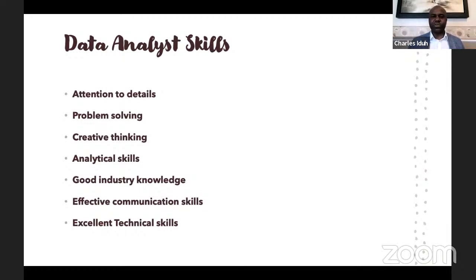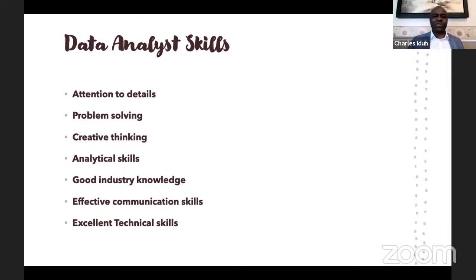Okay. Also problem solving. We're going to do an exercise to check your problem solving skills, your critical thinking skills, and also your analytical skills. Remember, you are a data analyst. You are not an English teacher. This is not economics. It is not biology. It is data. So in other words, when you're solving problems, there must be data, an estimate. Creative thinking, analytical skills, also good industry knowledge. Okay, effective communication skills, I mentioned that, and also excellent technical skills.